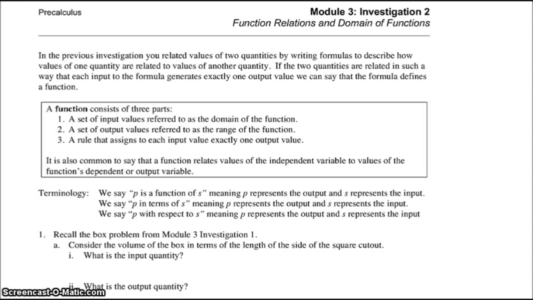Notice that we have considered the volume of the box in terms of the length of the side of the square cutout. And remember that when we say in terms of, the last thing we refer to represents the input. If we want the volume of the box in terms of the length of the side of the square cutout, then the input quantity is the length of the square cutout.